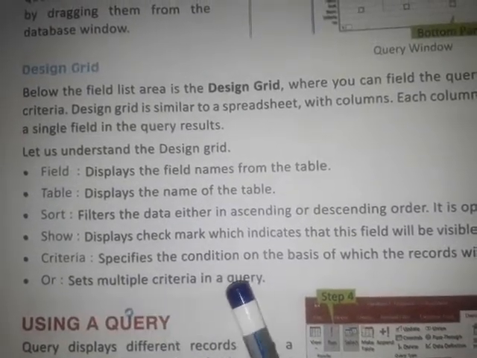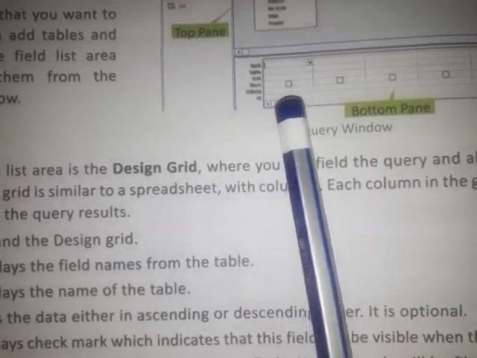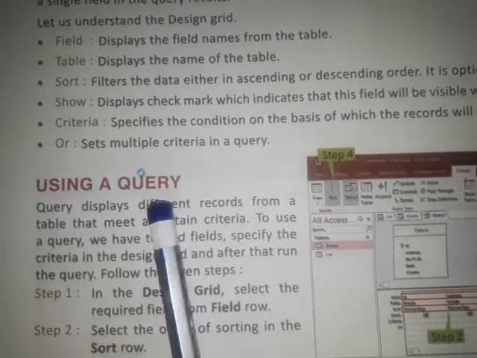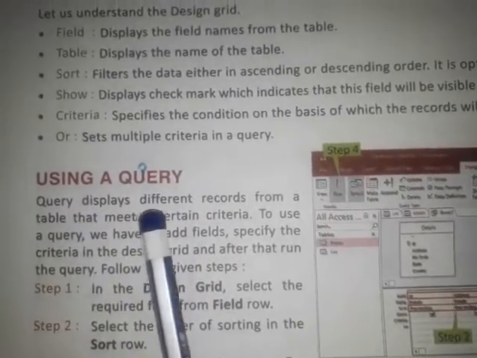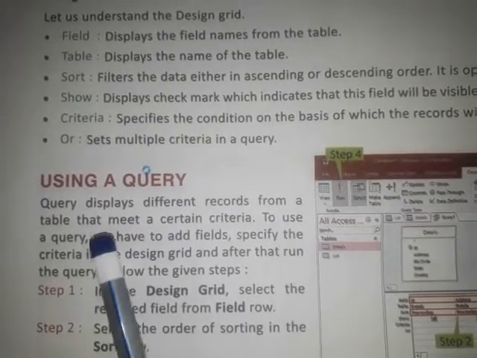Or sets multiple criteria in a query. If you have more than one criteria, then you can use the Or row, in which you can specify other conditions. So these are the main features of the design grid, in which you can filter your data according to different conditions. Now, how to use a query? A query displays different records from a table that meet a certain criteria.